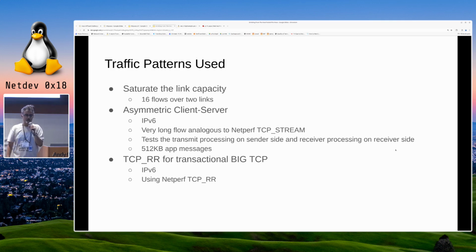We did some big TCP RR transactions because all the performance numbers we did for big TCP were transaction. We didn't see any streaming tests. So I don't know the reasoning for that, but everybody who does big TCP measurements shows TCP RR.